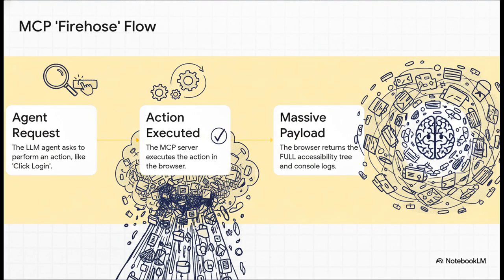So here's the play-by-play. The agent says, hey, I want to click that login button. The action happens in the browser, no problem. But then the browser responds by sending back the entire page structure, every single element. And the result? The agent's memory, that little notepad, is instantly buried under thousands and thousands of tokens of what the source material calls UI noise, completely drowning out its original goal.